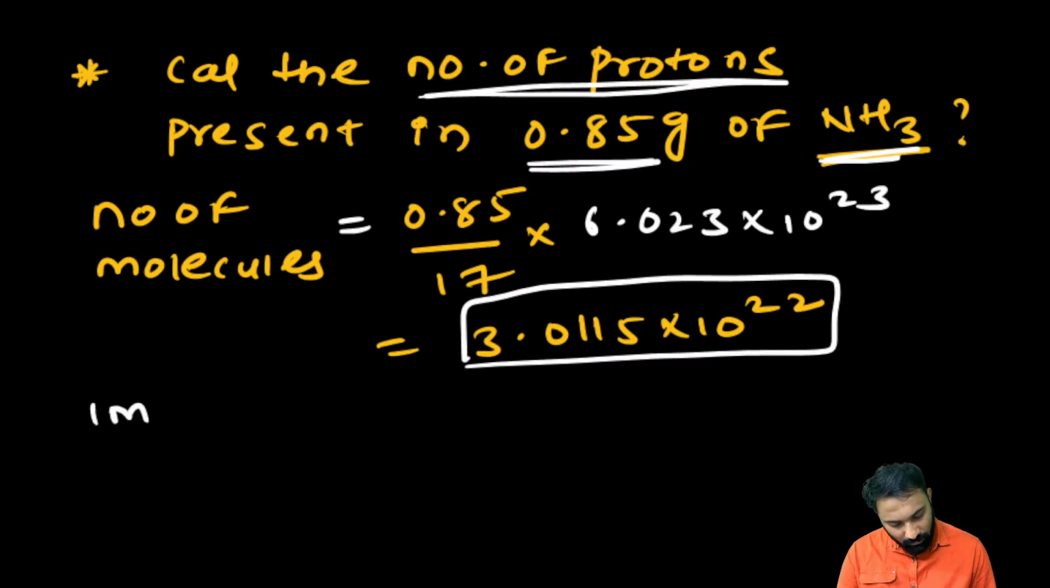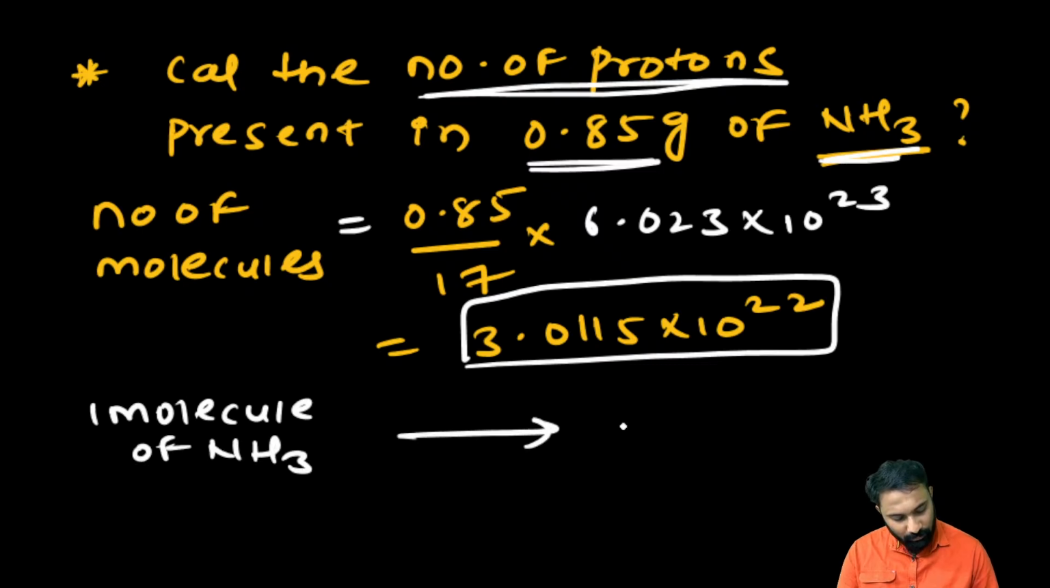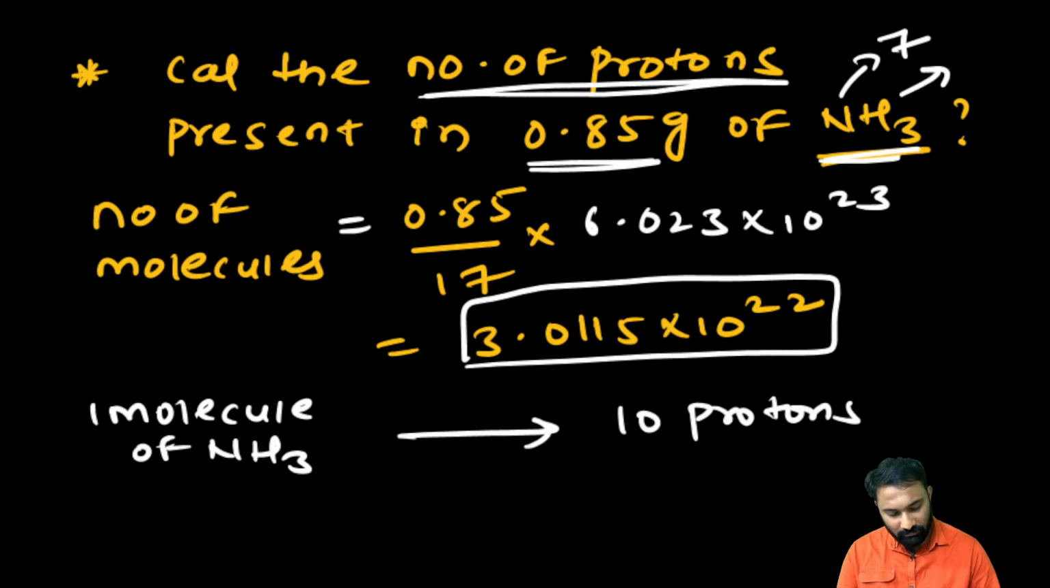Means one molecule of NH3 contains 10 protons. Right? Nitrogen contains 7 protons. Each hydrogen contains 1 proton. In that manner also we can do, no problem. So 7 and here it is 10. Now clear?